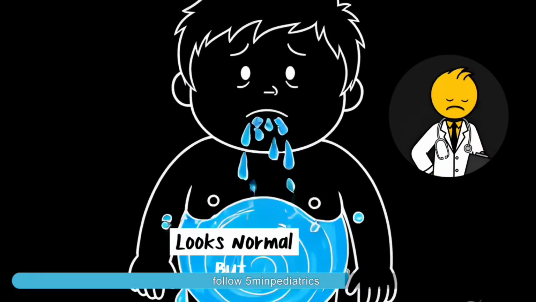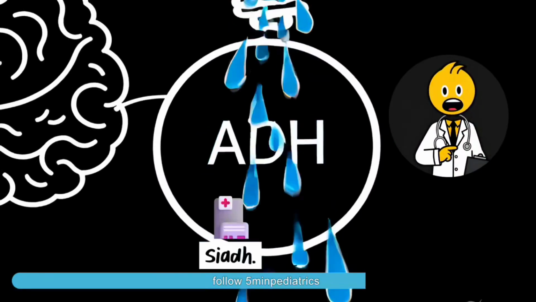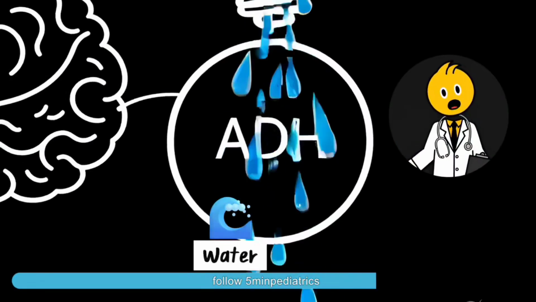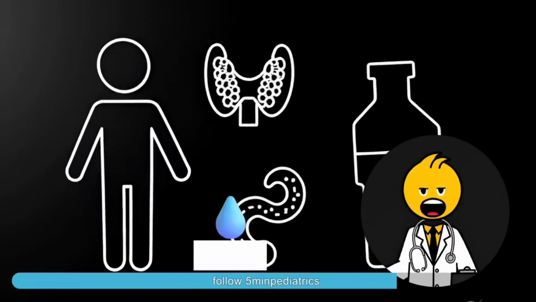If the child looks normal but sodium is low, think euvolemic hyponatremia. The most important cause here is SIADH. Excess ADH causes water retention, sodium dilution. Also think hypothyroidism, adrenal insufficiency, and water intoxication.